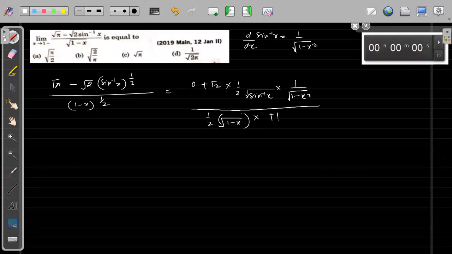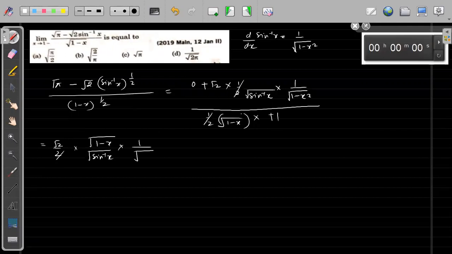Okay, so now let's see this. We will write the terms as it is. So root 2 divided by 2. Here we have 1 by 2, so this 1 by 2 and 1 by 2 will get cancelled. So we will not write this. In denominator, we have root of sine inverse of x. This root of 1 minus x will go in the numerator, 1 minus x into 1 by root of 1 minus x square. We can write as 1 minus x into root of 1 plus x. This and this get cancelled. Solved.